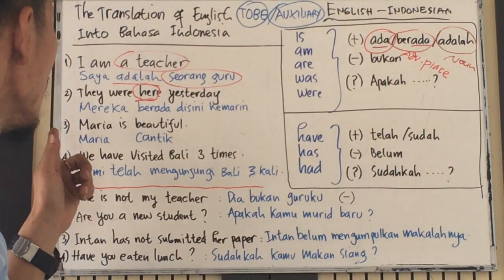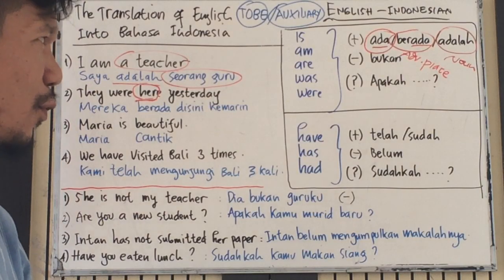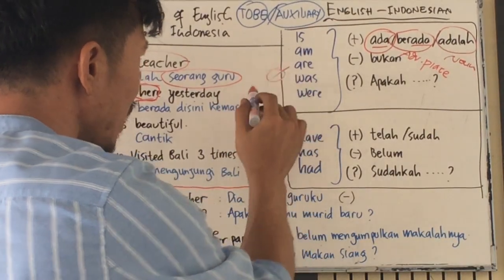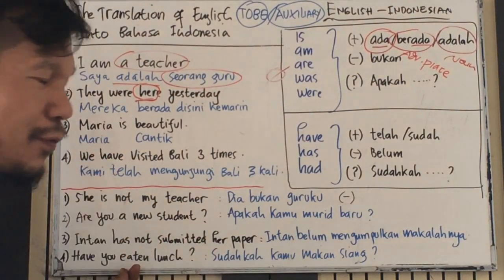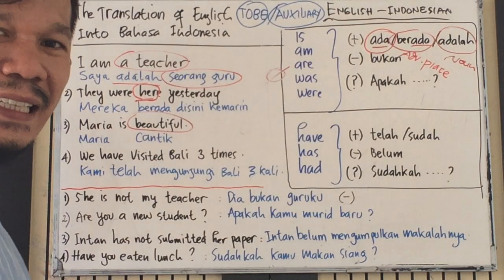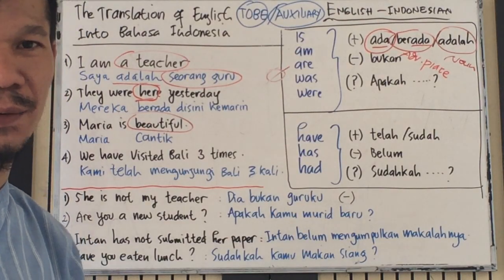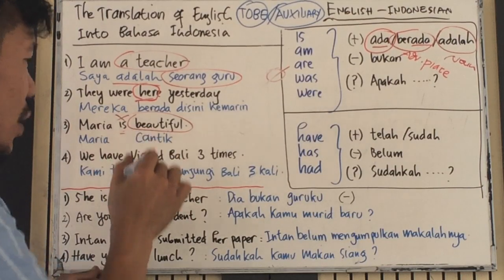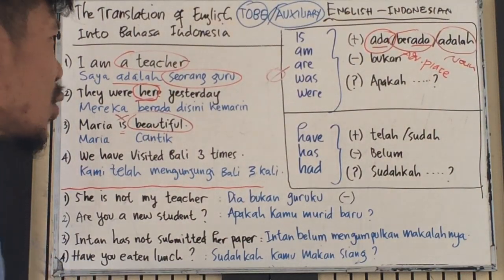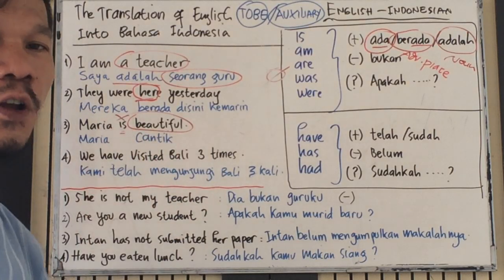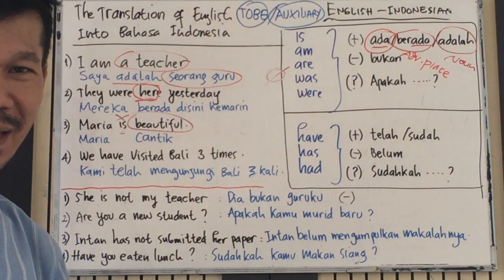The third: Marisa is beautiful. Sometimes the to be is not translated. It's not translated if we find an adjective. Dia ganteng. He is handsome. So we omit the translation of the to be. We don't translate the to be if it is followed by an adjective.